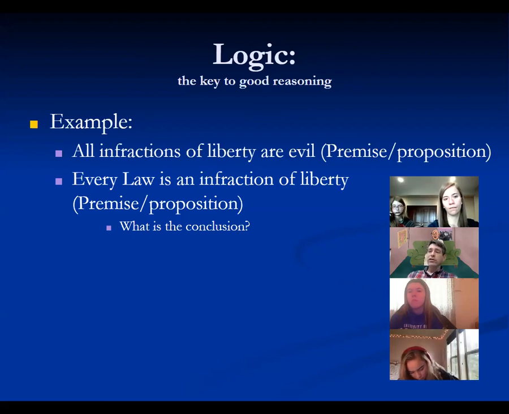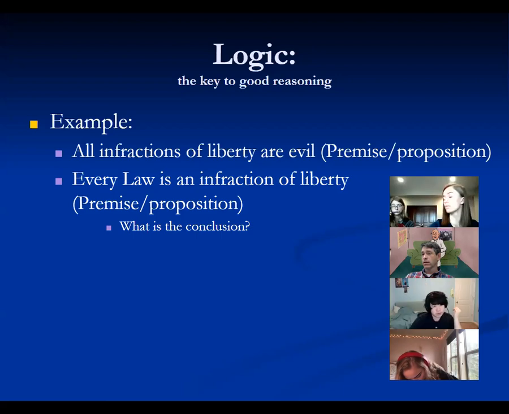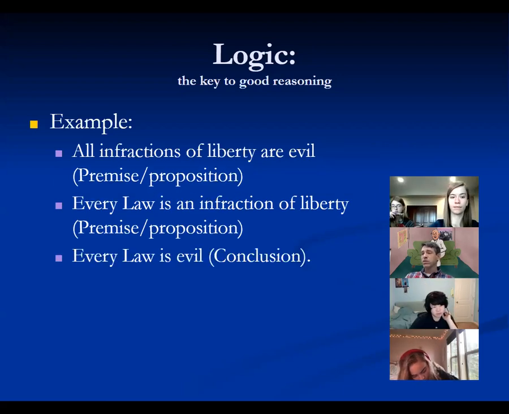Okay. All infractions of liberty are evil. That is premise 1. Every law is an infraction of liberty. That is premise 2. And if those two are true, what is the conclusion? Somebody else tell me. Every law is evil. There we go. And do some people actually try to make this argument? Yeah, what are those people called? Anarchists. Anarchists do not believe that there should be any government because governments basically pass laws and make rules. And they say, well, it's all evil.